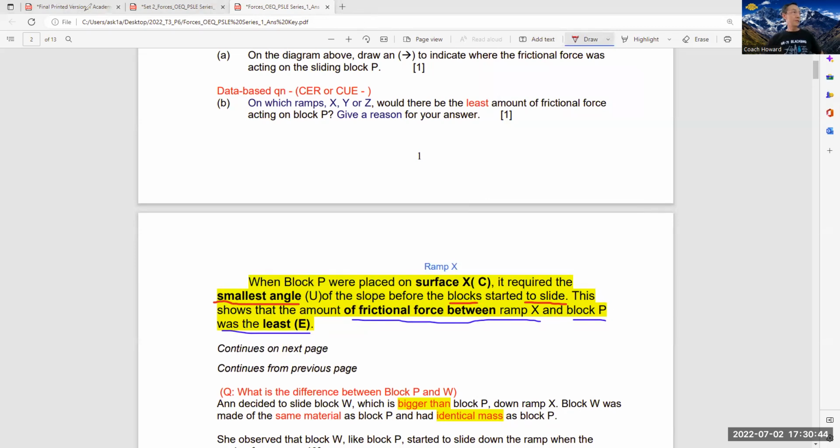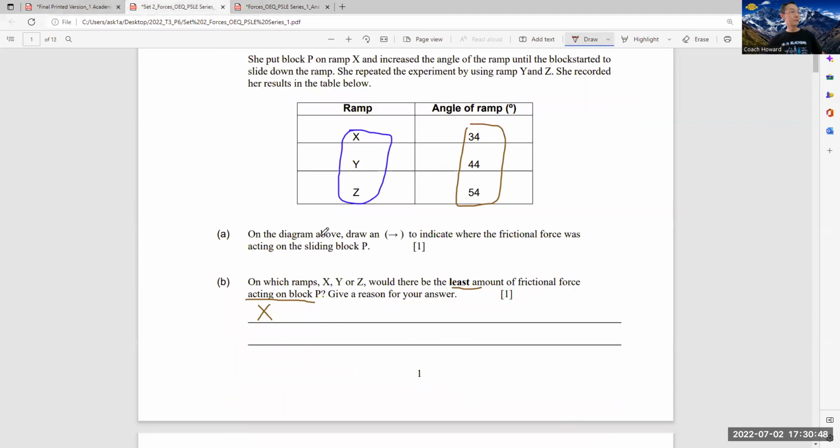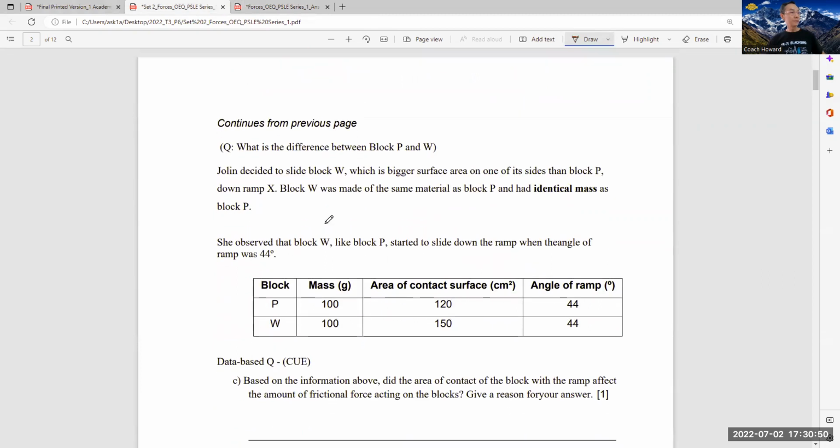Okay, let's see the other questions again. Part B. So what is the difference between block P and W? Can you see P and W? Now there's another reading here. So the surface area is different. Block W has a bigger surface area.